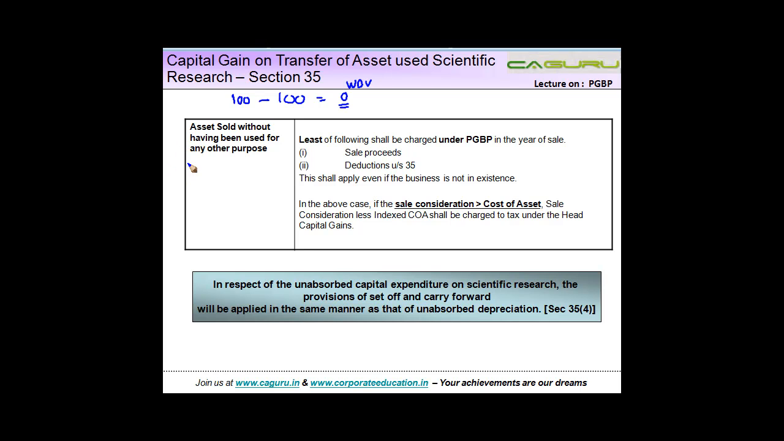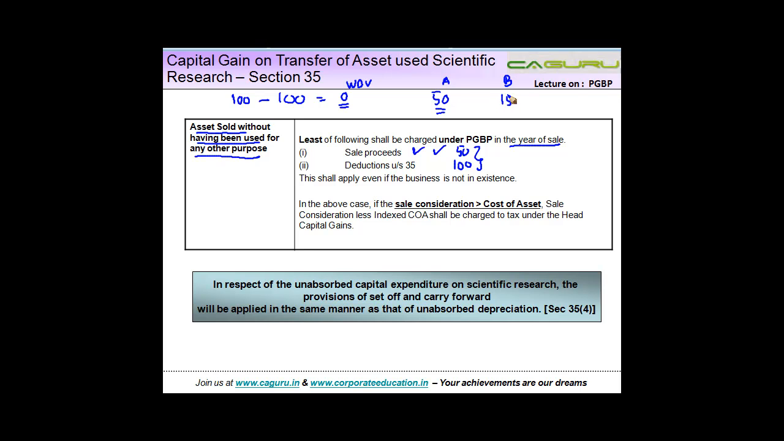Okay? Now let's see, in light of this, assets sold without having been used for any other purpose. So you use this asset for scientific research and then you sold it directly. The least of the following shall be charged to tax under the head PGBP in the year of sale: sale proceeds, let's say you sold it off for 50. Case A, you sold it for 50. Or sale proceeds less deduction under section 35. So sale proceeds is how much? 50. Deduction under section 35 is 100. So the least of the following two is chargeable under PGBP. So 50 will be charged to tax under the head profits and gains of business and profession.